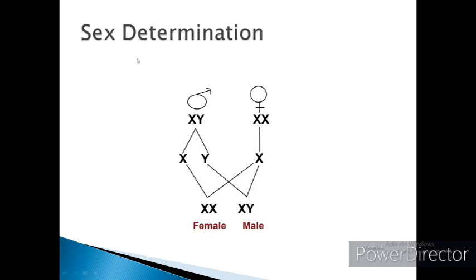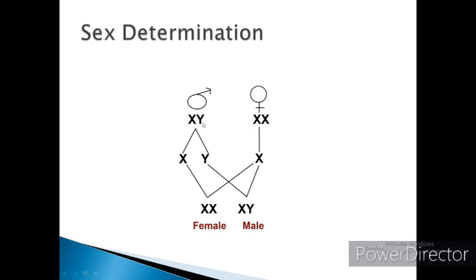Now we will be talking about sex determination. We already understand that the male has XY chromosomes and the female has XX chromosomes. When the male gametes fuse with a female gamete, the male can produce two types of gametes, that is X and Y, and the female can produce only X gametes. Now if the female egg fuses with the X sperm, having an X chromosome, then the child that is formed will be a female, that is XX.